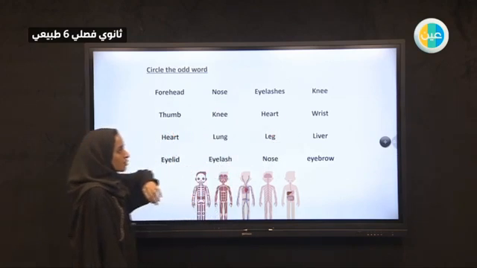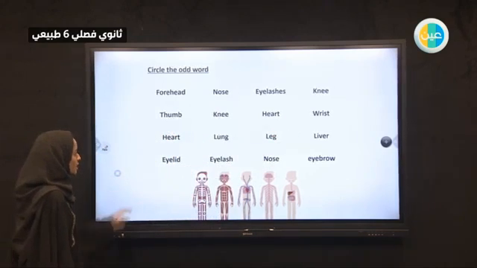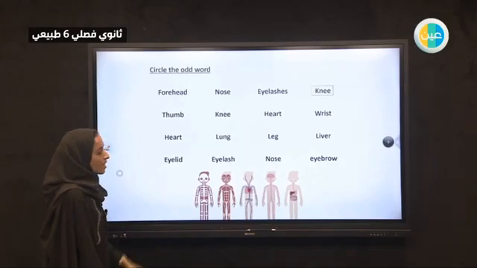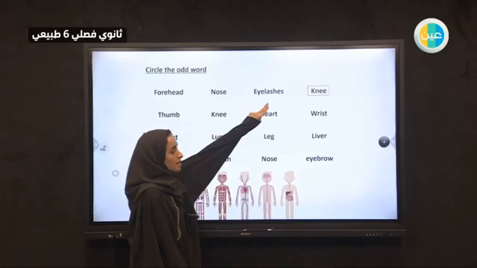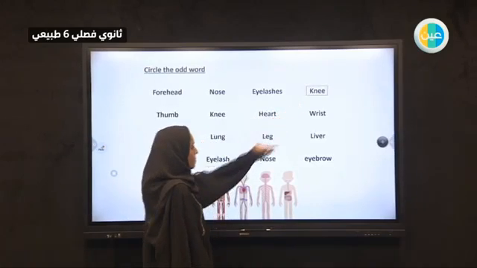Which word is different here? The word that is different that we've got here is the knee. Why? Because all of these are within the head, but the knee is in your lower body.